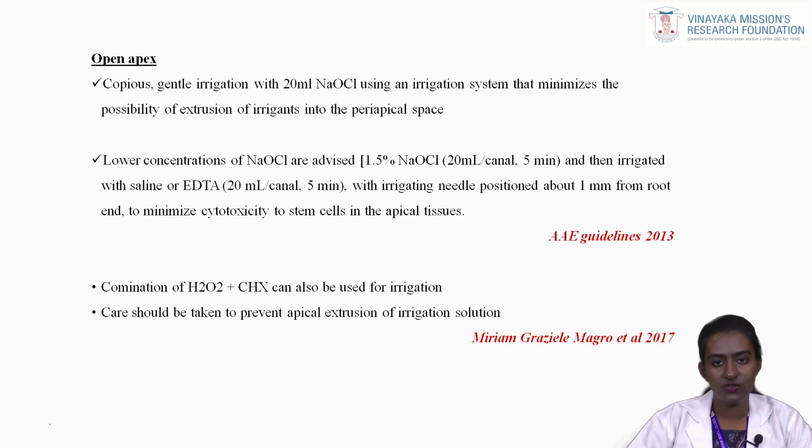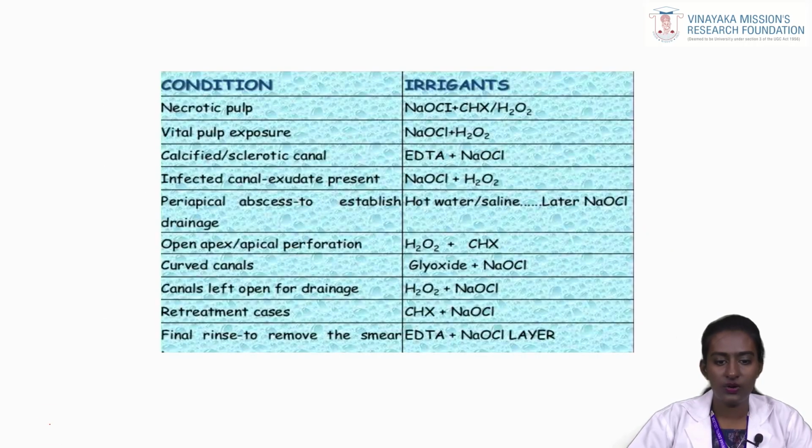So a lower concentration of sodium hypochlorite will be advised, like 1.5% sodium hypochlorite, 20 ml per canal for 5 minutes, and then it will be irrigated with saline or EDTA, 20 ml per canal for 5 minutes, with an irrigating needle positioned 1 mm above the root end to minimize the cytotoxicity to the stem cells in the apical tissues. So, to summarize, in case of a necrotic pulp, sodium hypochlorite along with chlorhexidine should be used.